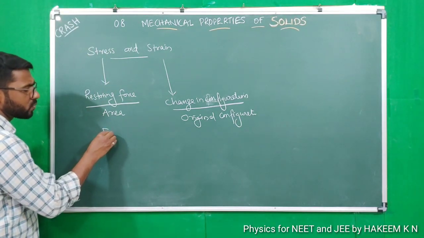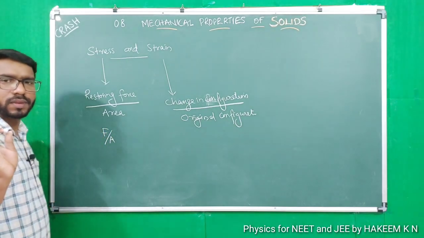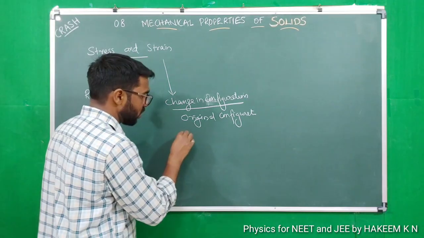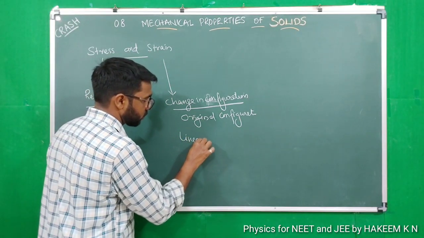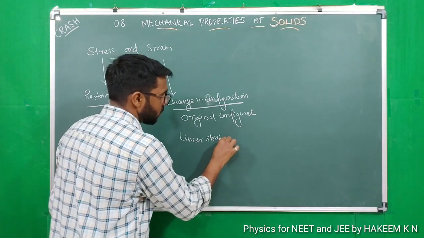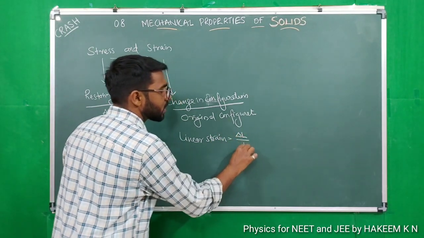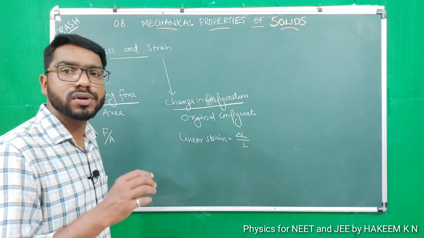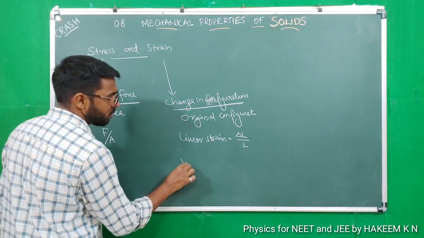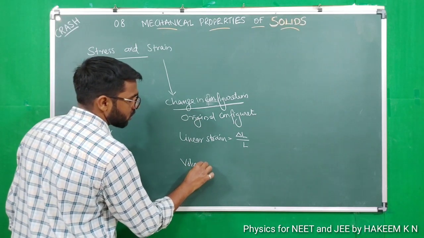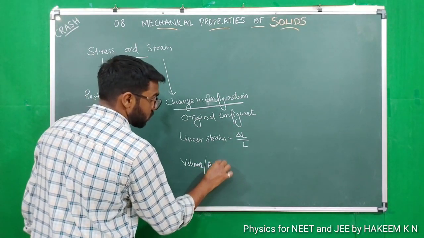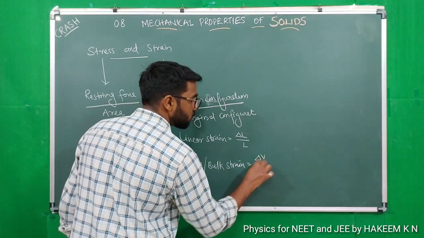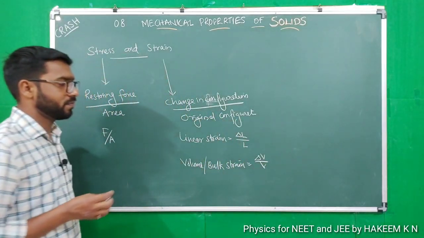Stress is actually force by area. And change in configuration by original configuration, for linear strain, we will say change in length by original length. Linear strain is also called longitudinal strain. And what is volume strain? Volume strain is also called bulk strain. Volume strain or bulk strain means change in volume by original volume.